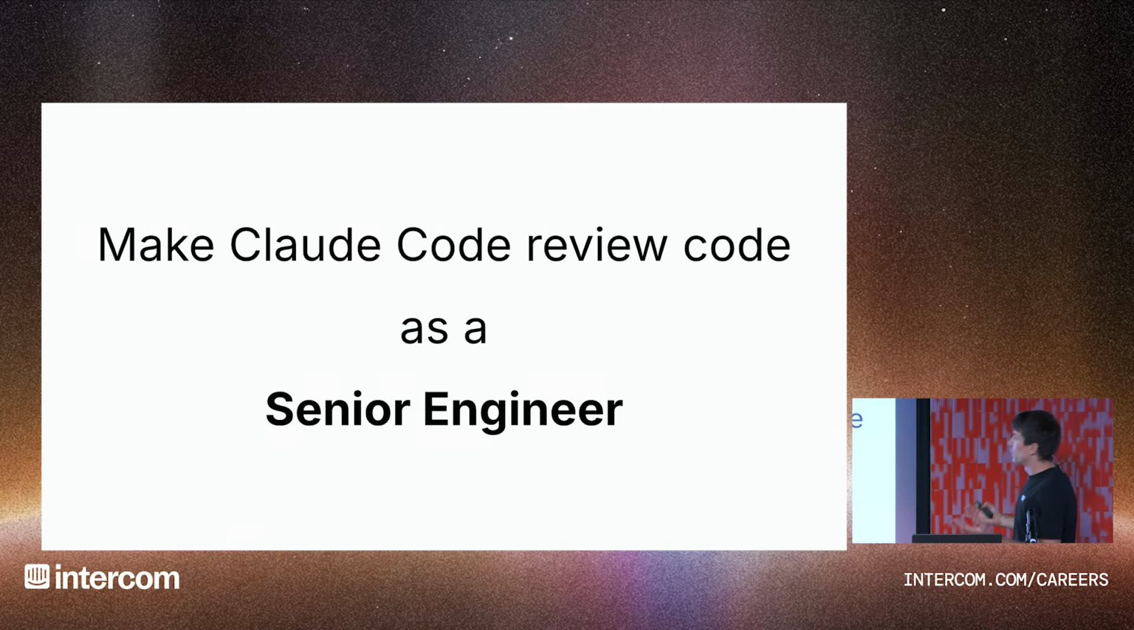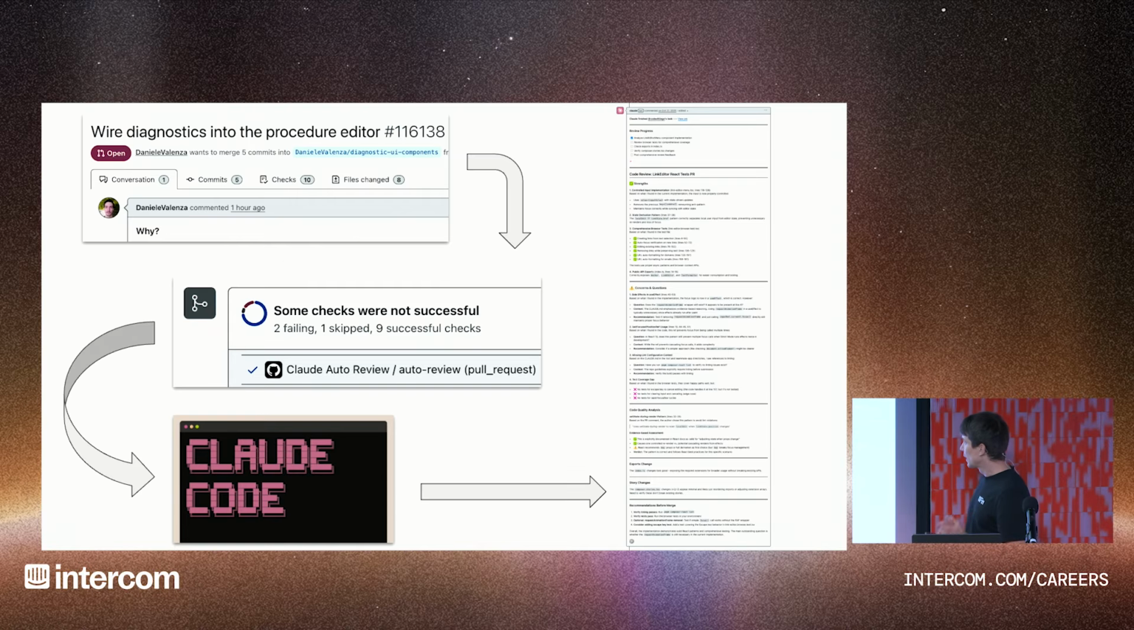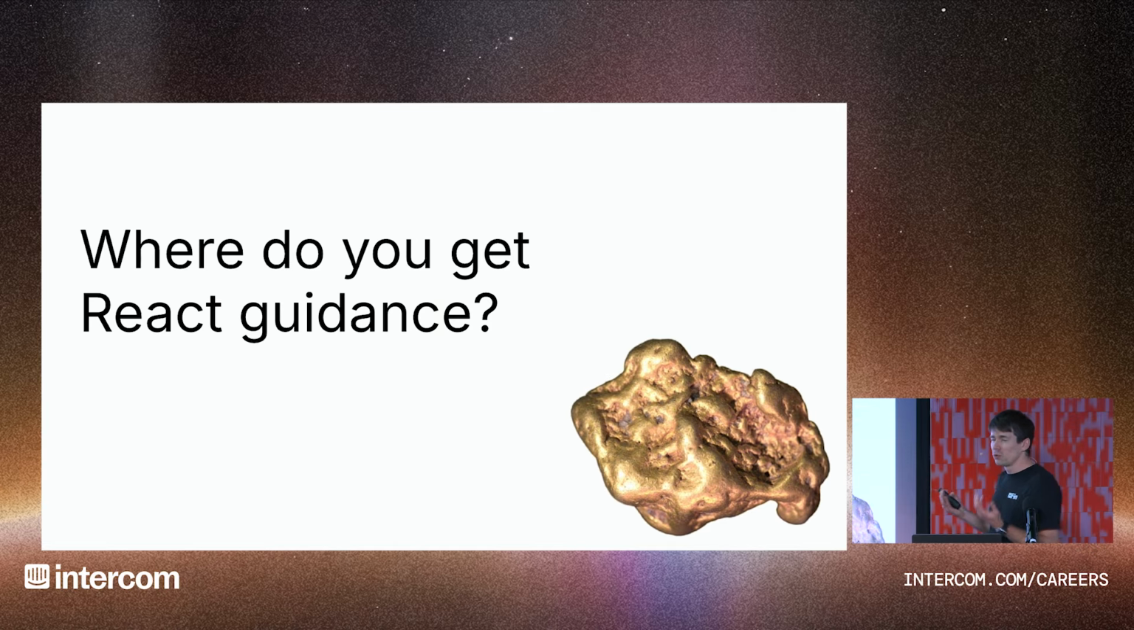So we embarked on a challenge to make Claude Code review code as a senior engineer. And now it's probably time to take a look at that Cambrian agent that we had that was producing this. What was the architecture? It's very simple. We had a GitHub action. When it runs, it spins up Claude Code, it gives all the context on the PR, and then it spits out this massive comment with the review. And when you look at it, there's nothing wrong with the architecture. It's totally fine. The main problem is there's no React guidance.